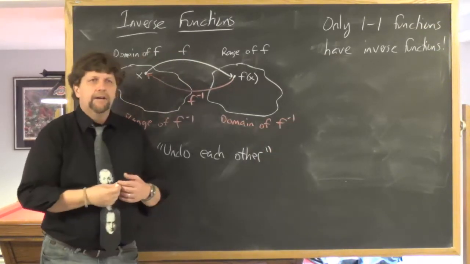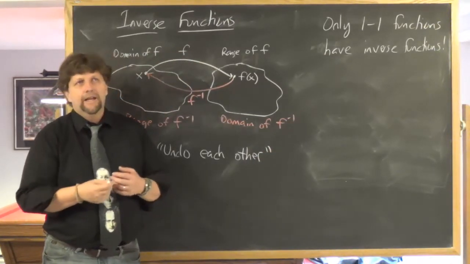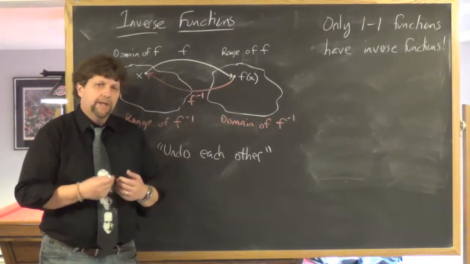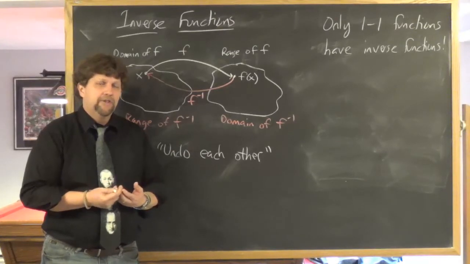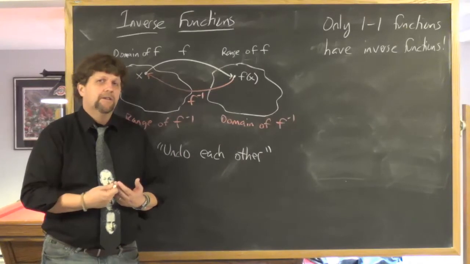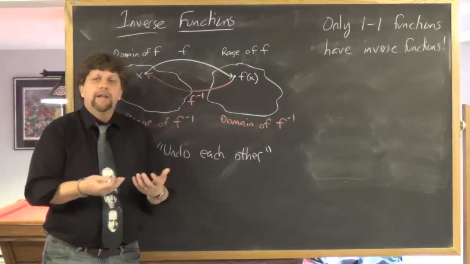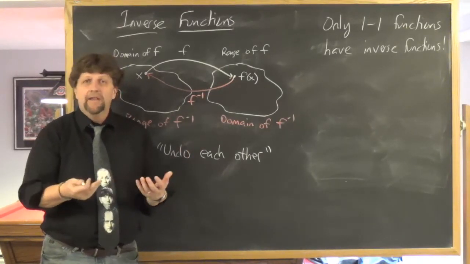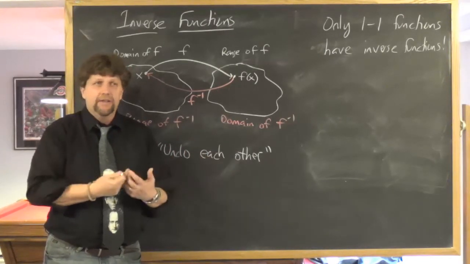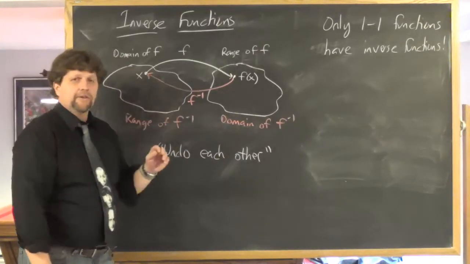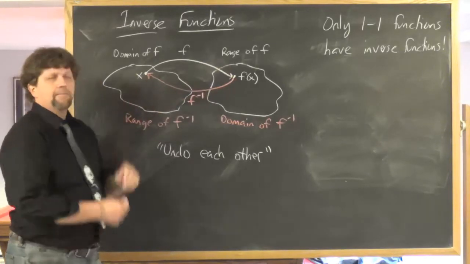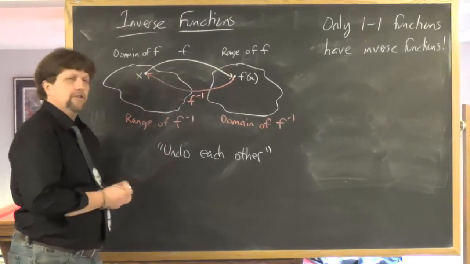It's kind of like if I stop by my bank this morning and deposit $100 into my checking account, and then this afternoon my wife stopped by and withdrew $100. The net effect on my bank account would be nothing. I put in 100, she took out 100. They undid each other. That's what a function and an inverse function is all about. The function does something, the inverse function sends you right back to where you started. So they undo each other.